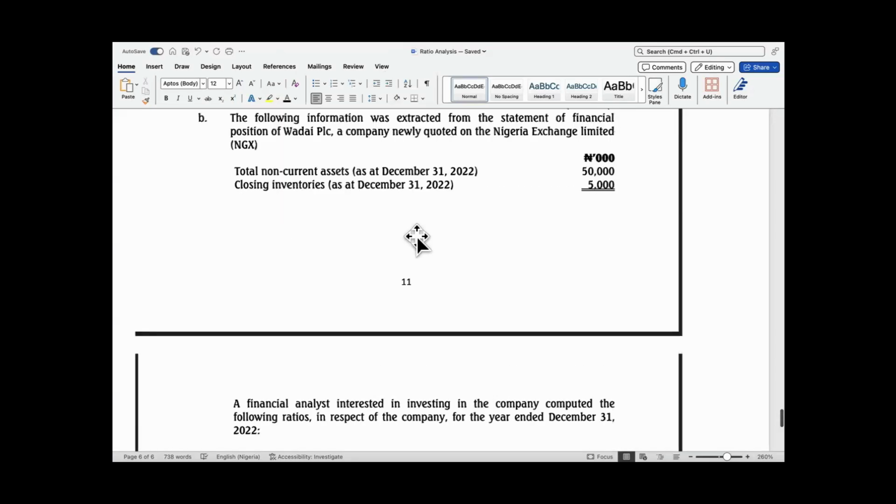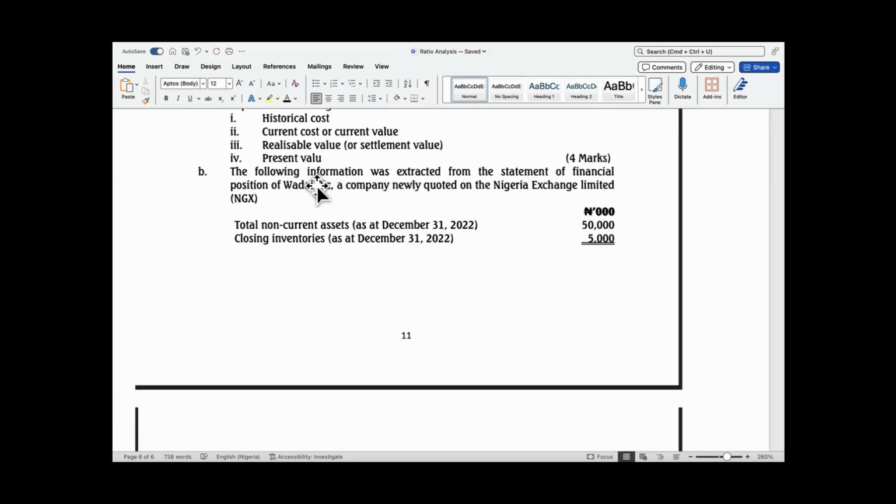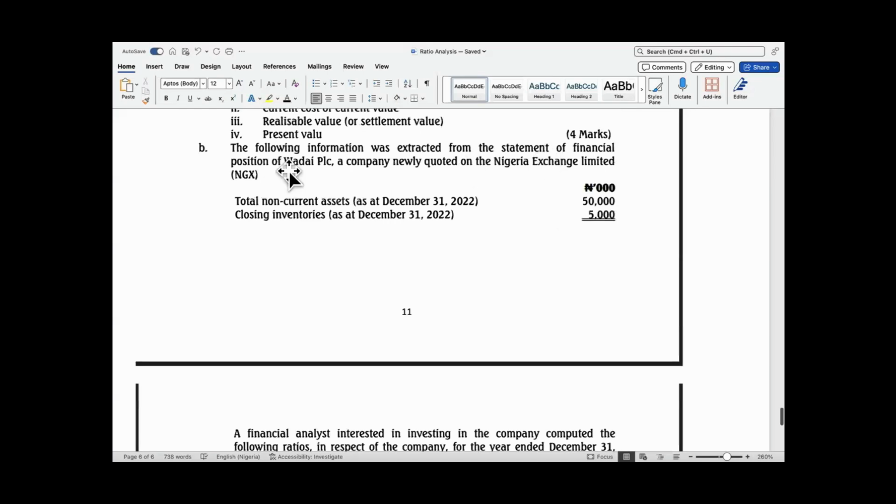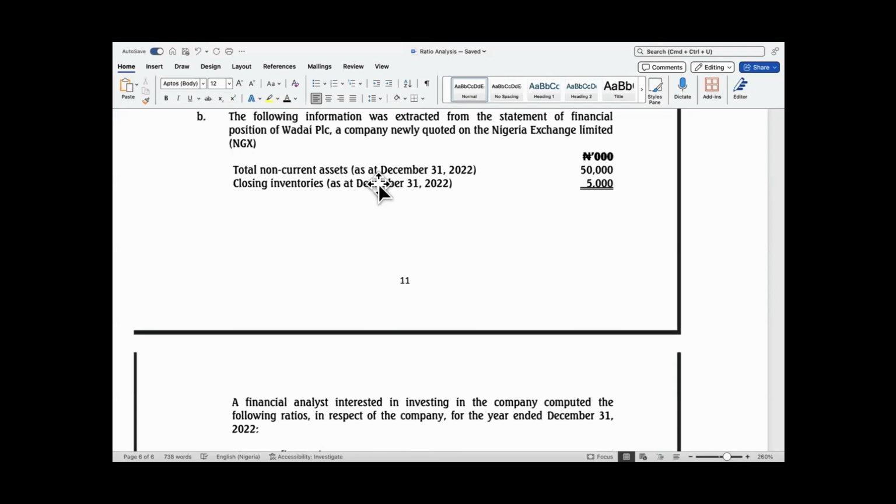Looking at the information given, they said the following information was extracted from the statement of financial position of Wadai PLC, a company newly quoted on the Nigerian Exchange Limited. We're given the total non-current assets as at December 31st, 2022 as 50,000. We're also given the closing inventory as at December 31st, 2022 as 5,000.